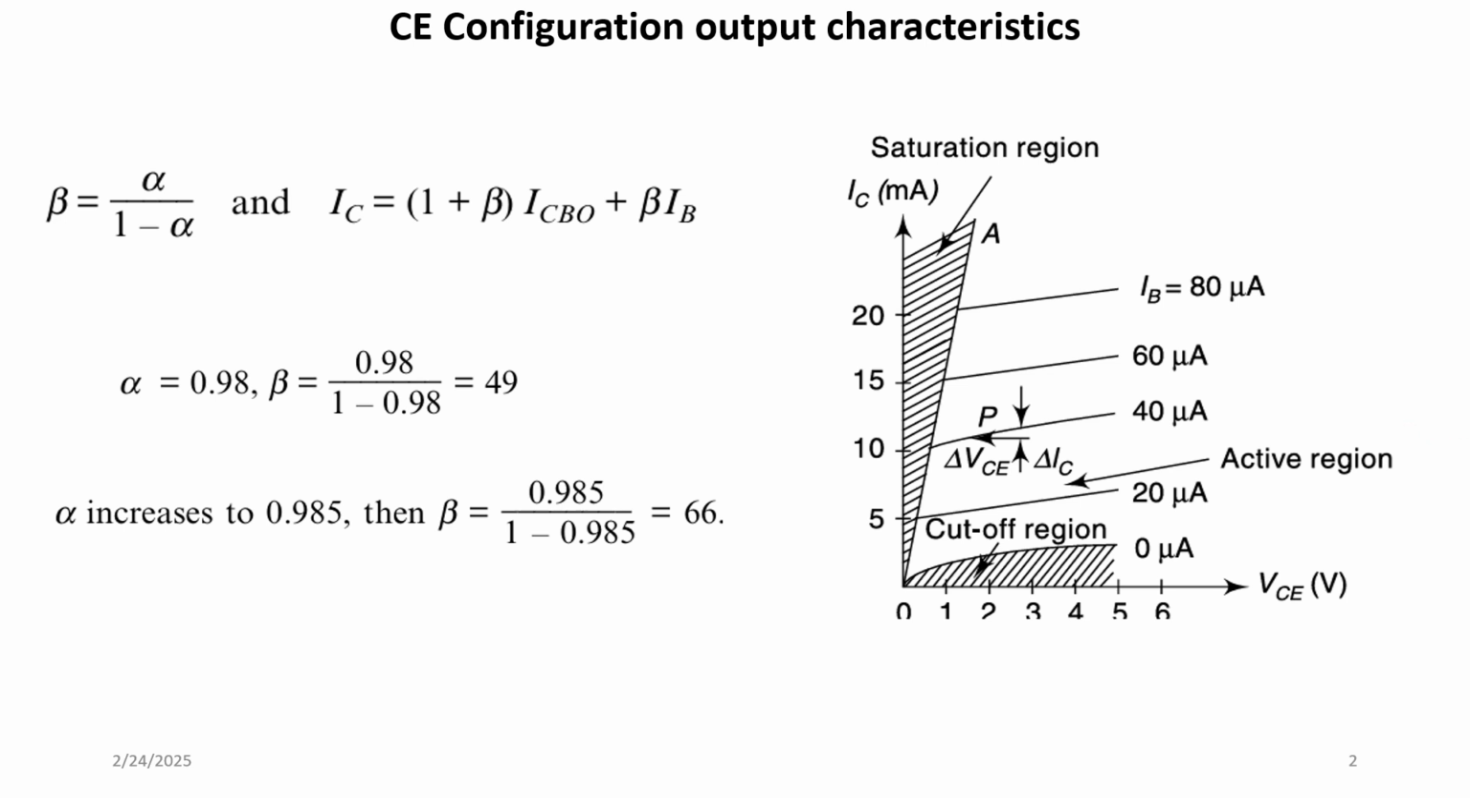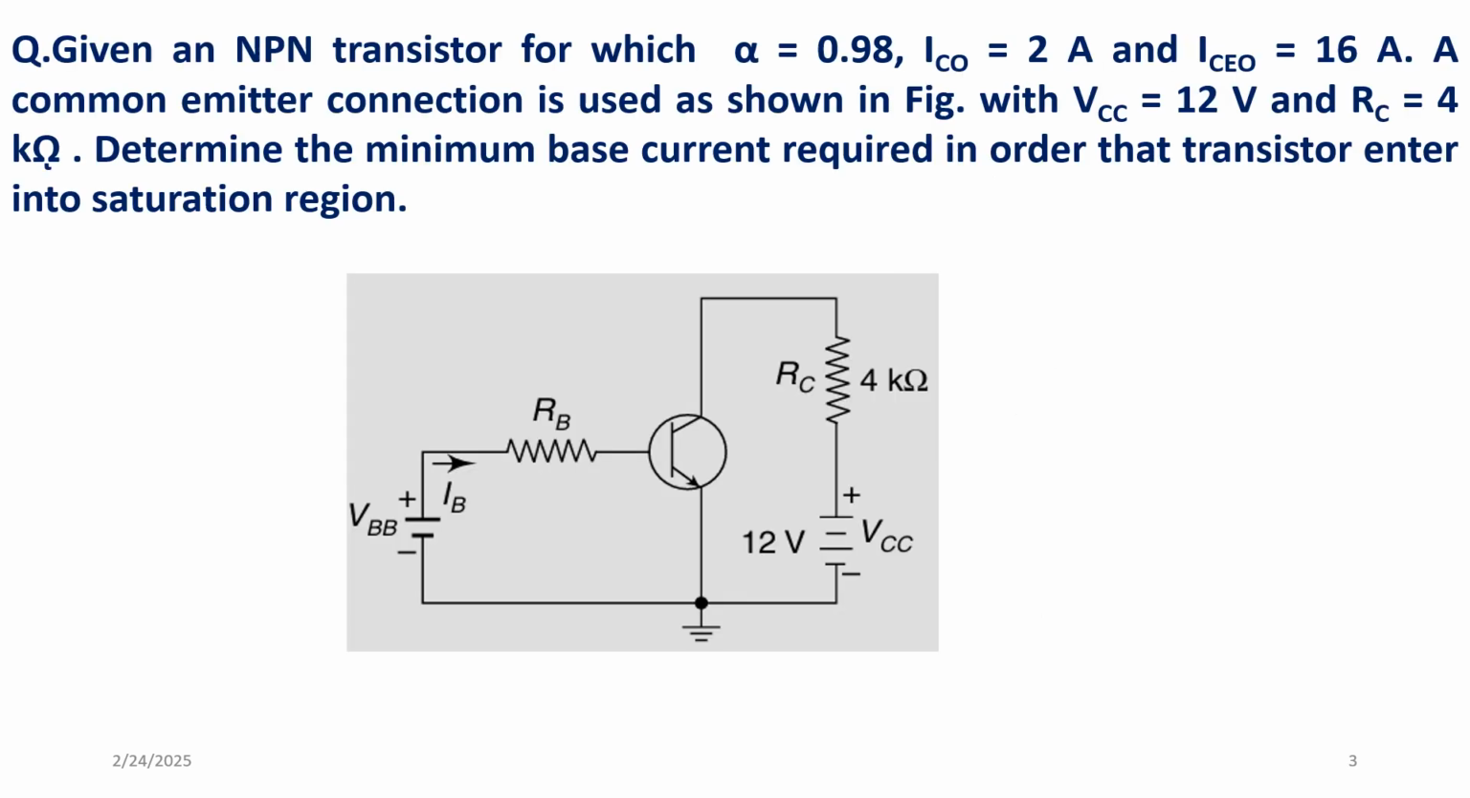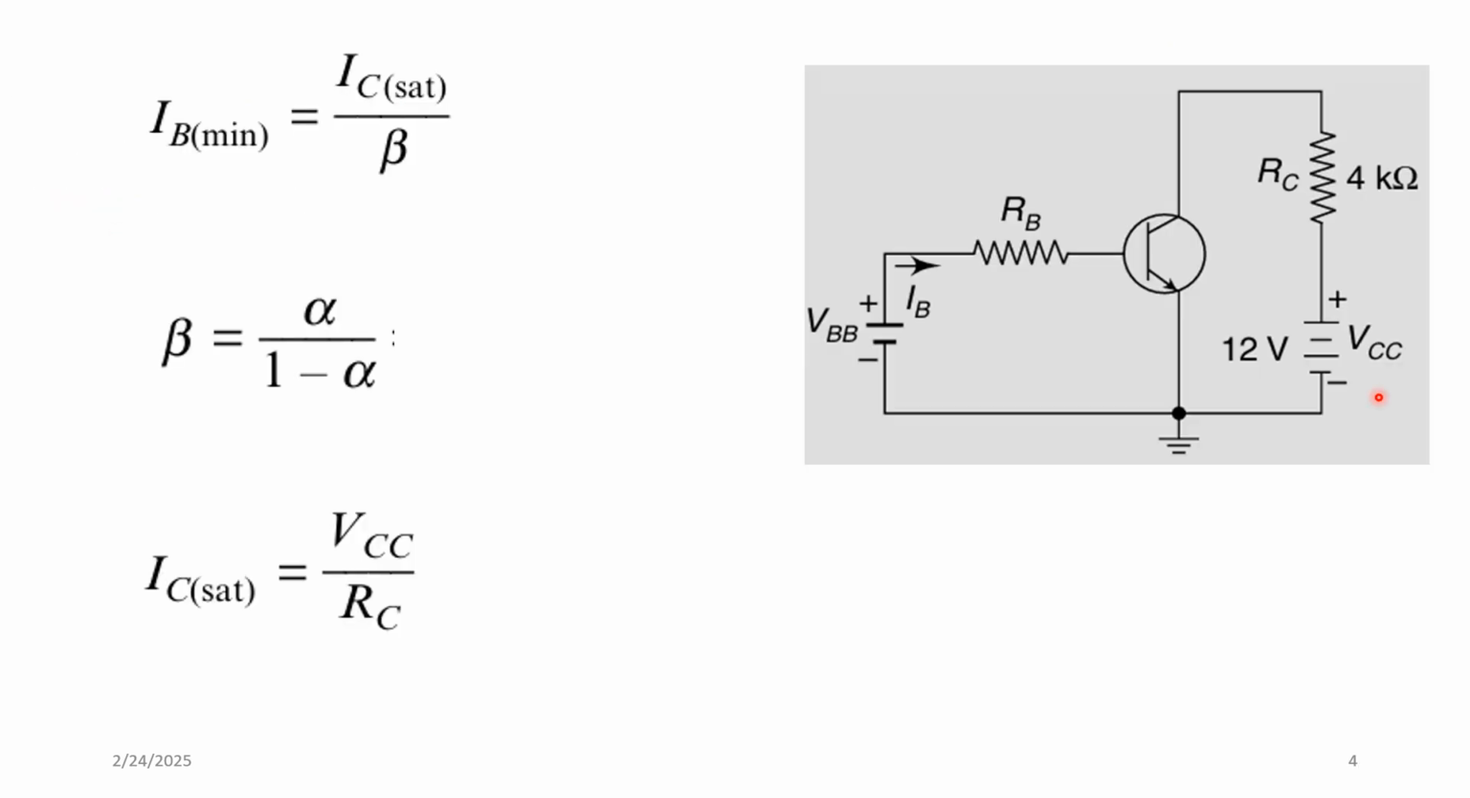So I have taken one example of how to find the minimum base current required in order that the transistor enters into the saturation region. For that I have taken the example of the problem shown in the diagram. They have mentioned alpha value as 0.98, ICEO is given, VCC value is 12 volt, RC value is 4 kilo ohms. For this problem, we have to find the minimum base current required.